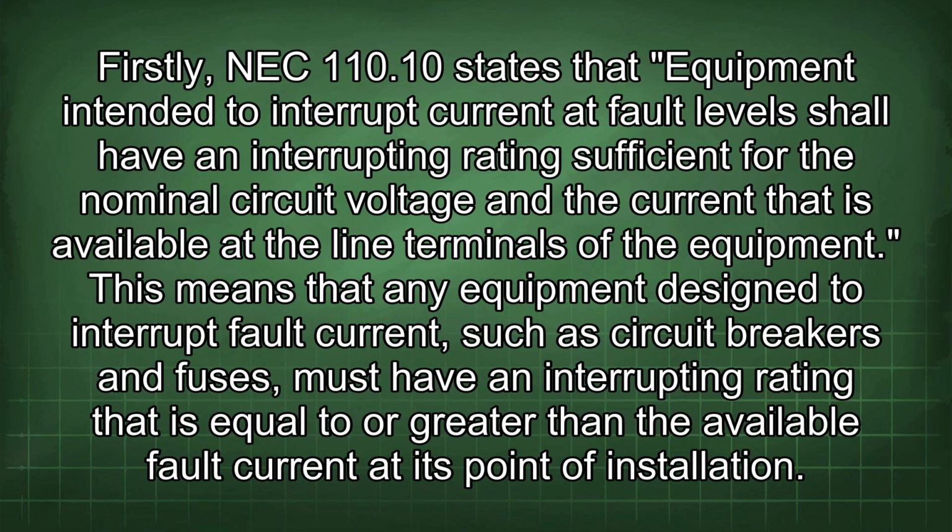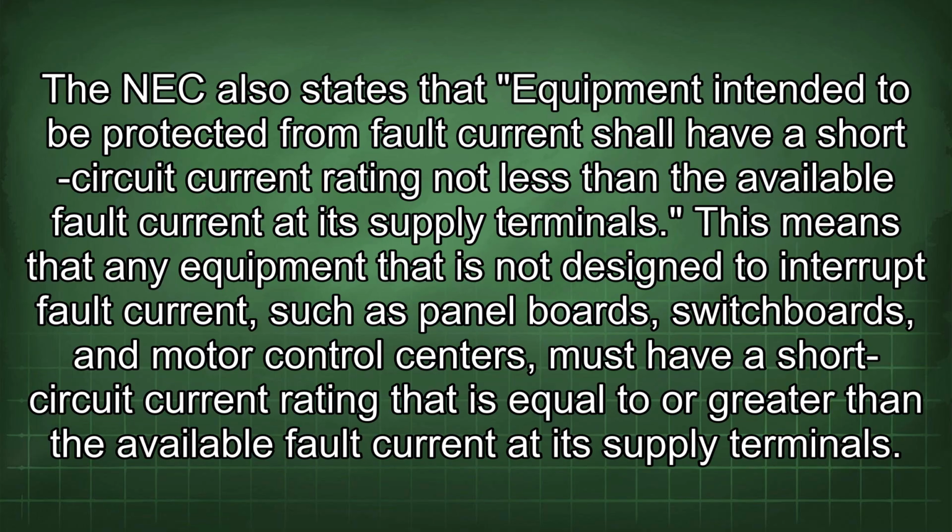Firstly, NEC 110.10 states that equipment intended to interrupt current at fault level shall have an interrupting rating sufficient for the nominal circuit voltage and the current that is available at the line terminals of the equipment. This means that any equipment designed to interrupt fault current, such as circuit breakers and fuses, must have an interrupting rating that is equal to or greater than the available fault current at its point of installation. The NEC also states that equipment intended to be protected from fault current shall have a short circuit current rating not less than the available fault current at its supply terminals.